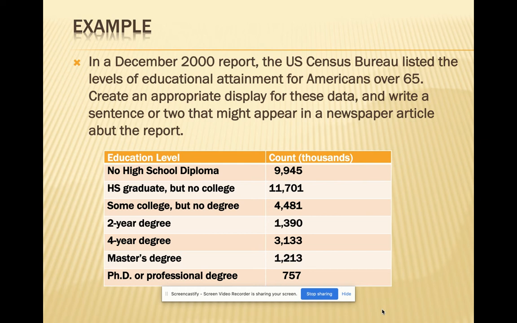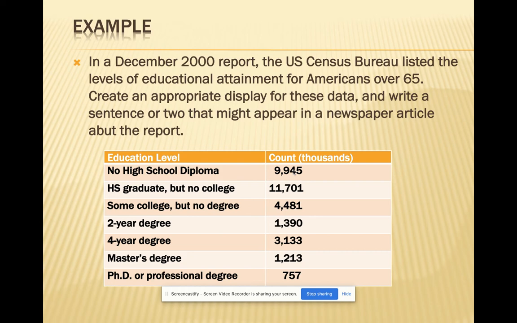In this example, we're going to look at a December 2000 report from the Census Bureau, and it has listed the levels of education attainment for Americans over 65. Create an appropriate display for these data and write a sentence or two that might appear in a newspaper article about the report. So we have the counts here, and it's nice to have the counts, but honestly, to be able to have an idea of, well, how does 9,945 compare to 3,133 in this population?